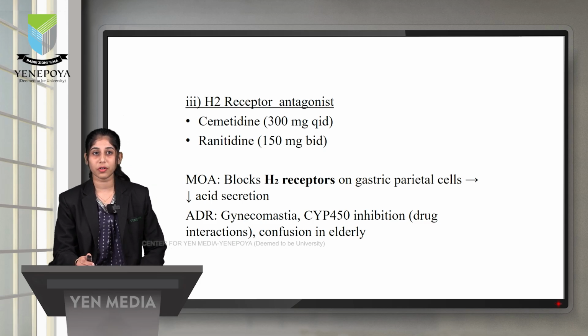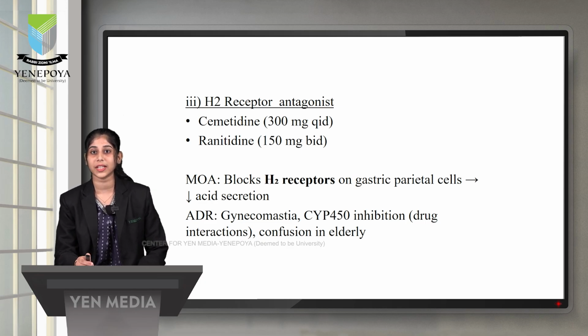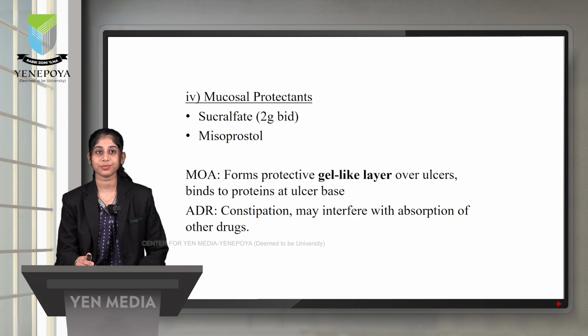So the main MOA of this particular drug is it will block the H2 receptors on gastric parietal cells, therefore the acid secretion will reduce. The ADR for this particular drug is gynecomastia, that is nothing but the feminine characteristics in males. Next we have cytochrome 450 inhibition as well as confusion in elderly patients.